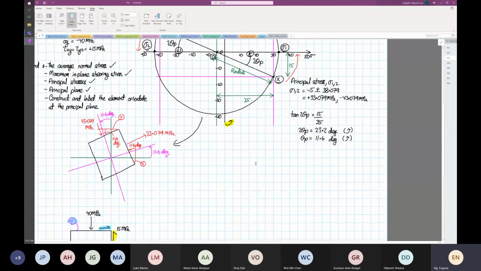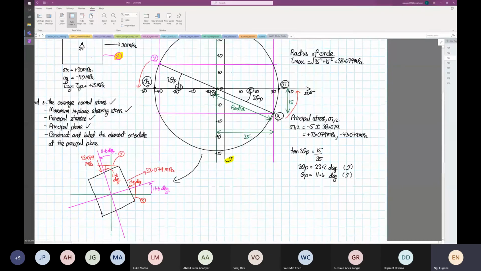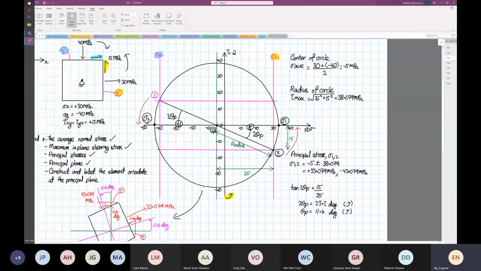Not always, for this case only, because X to stress 1 is anti-clockwise. If let's say point X is on top, it will be clockwise. Does that make sense? Okay, so just for this case, it's not always. Do not take it as an absolute, because every element is unique. Does that make sense? Yes, sir. So don't think that it's always.